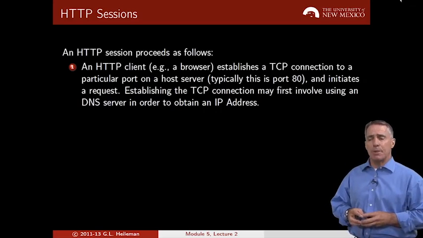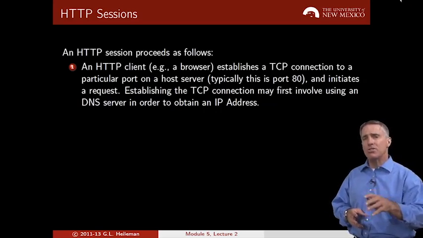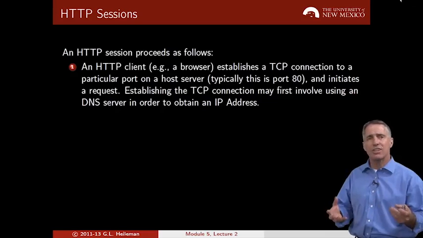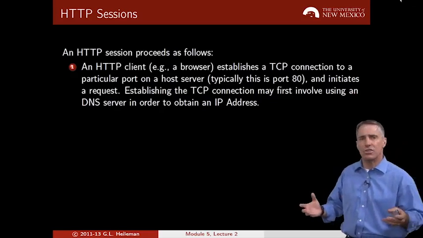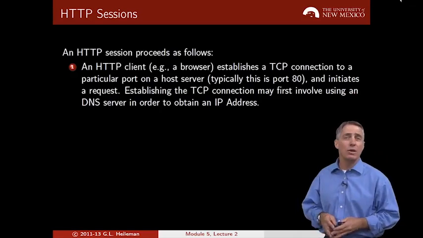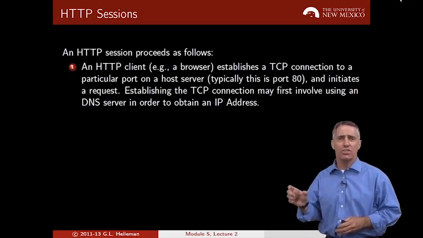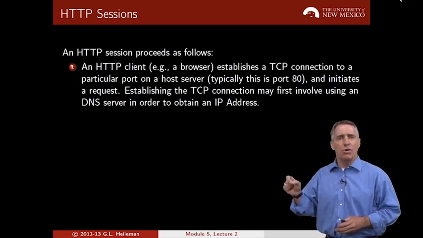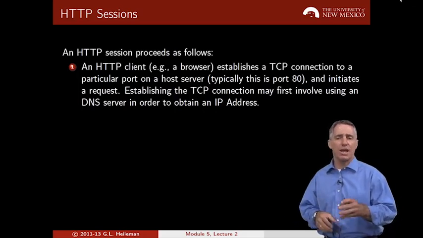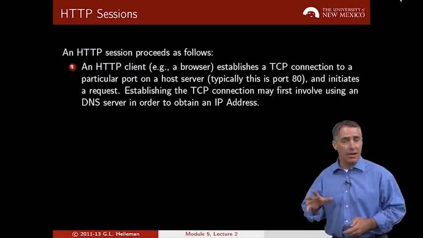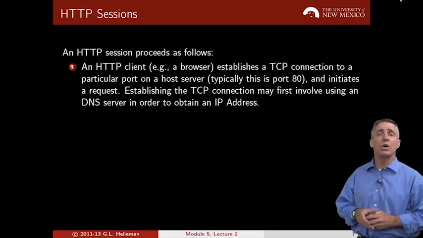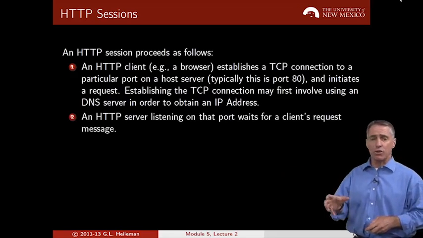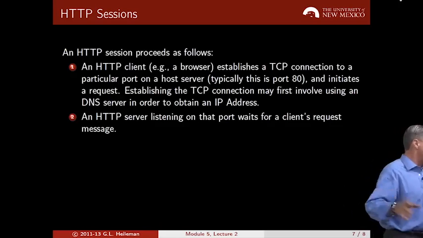And by the way, there's another piece of the puzzle in here. Typically, there's a DNS server, a domain name server, that translates a URL such as www.unm.edu into a particular IP address. And that's where this protocol is going to, by default, look on port 80 at that particular IP address, and there'll be a request that's made.